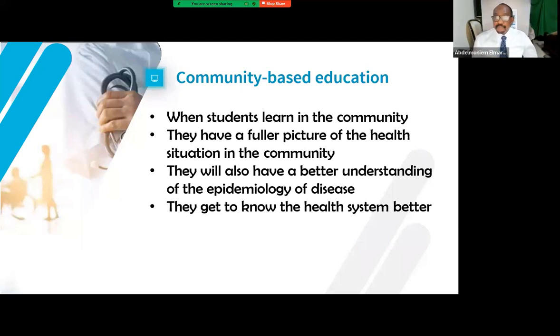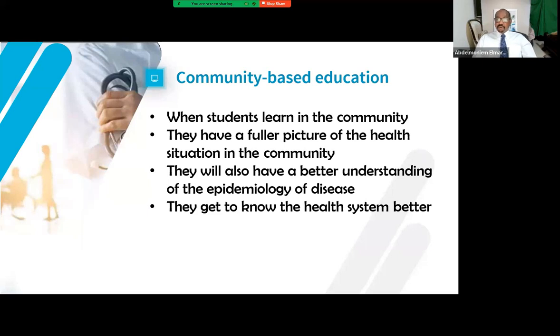Now, students learning in the community will have a full picture, because if you just sit, learn, and study in the hospital, you don't know how these people develop these diseases, how it happened. You don't have the full picture. But if you visit the factories, the market, the restaurants, the water sanitation plant, you will have a full picture about the health situation in your community, and you become community-oriented.